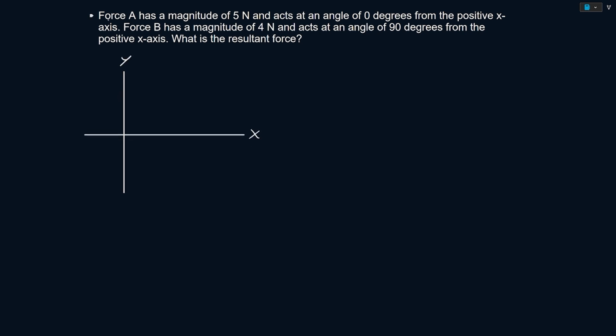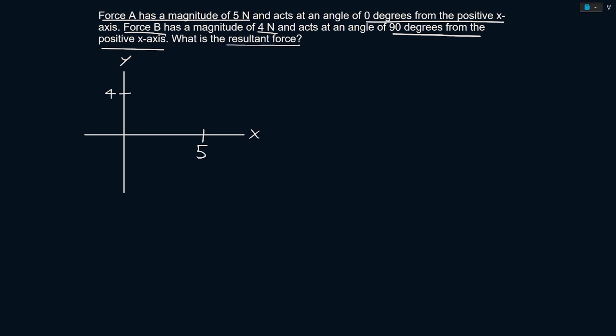Our first force, Force A, has a magnitude of 5 newtons, 0 degrees from the positive x-axis. That means that it is just along the positive x-axis. Force B has a magnitude of 4 newtons and acts at an angle of 90 degrees from the positive x-axis. This means that it is along the positive y-axis.